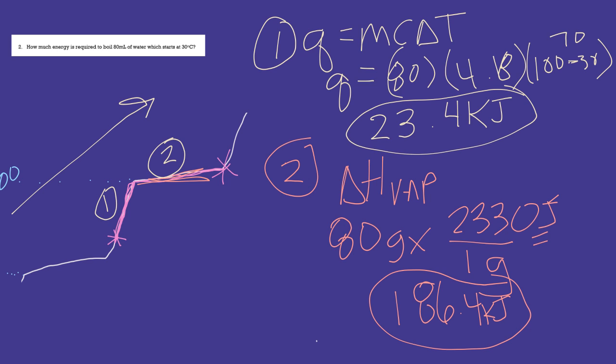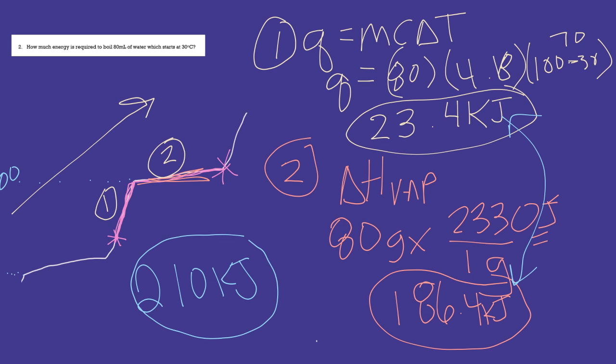And so now to get the overall value, I have to add these two values together. So we have 210 when I round it for significant digits. Okay, and that will be our total value. And we expect this to be positive because we're adding heat energy in.